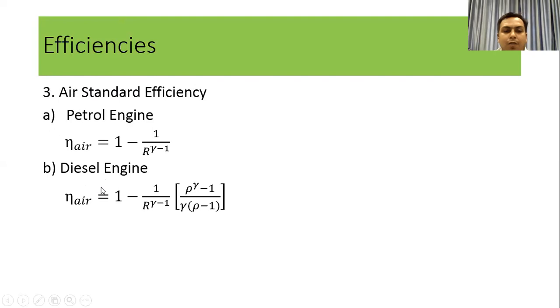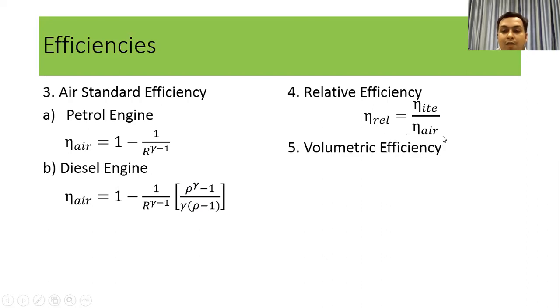Similarly for the diesel engine, the air standard efficiency equals 1 minus 1 upon r raised to gamma minus 1, in the bracket rho to the power gamma minus 1 divided by gamma into rho minus 1, where rho is the cutoff ratio. Then the fourth one is relative efficiency, equal to the indicated thermal efficiency upon the air standard efficiency. And then next is volumetric efficiency.